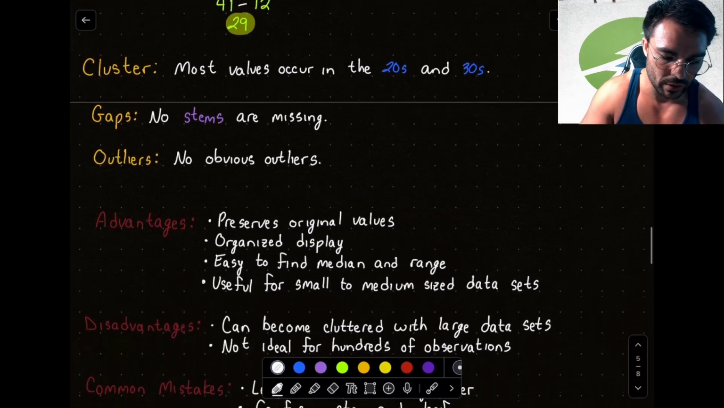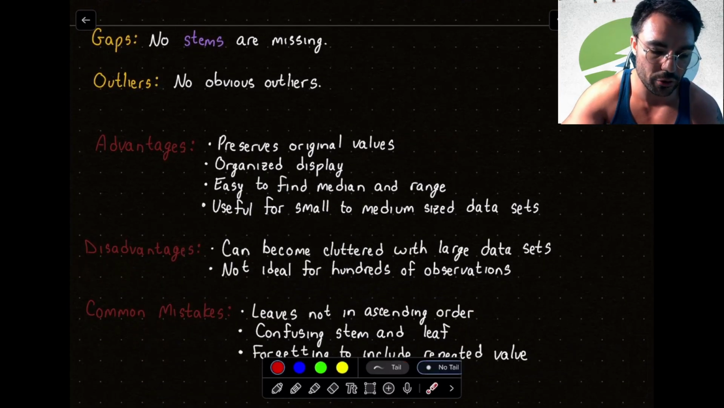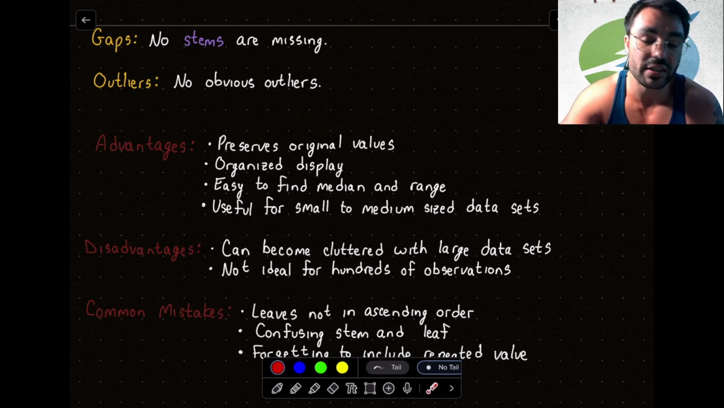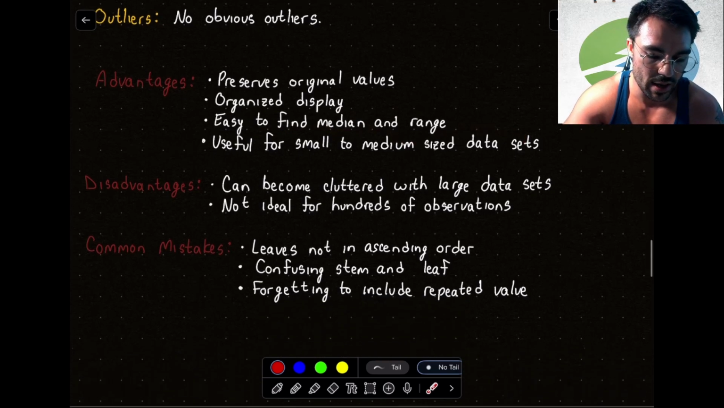Okay. All right, some advantages. Advantages to stem and leaf plot include preserving original values. It's a nice, clean, organized display, very small and minimal. It's very easy to find the median and the range, especially easy to find the median, much easier than how I showed in the last video. And it's useful for small to medium-sized data sets.